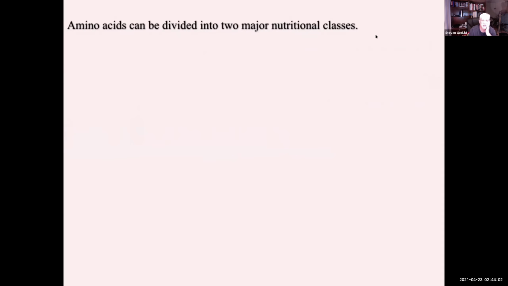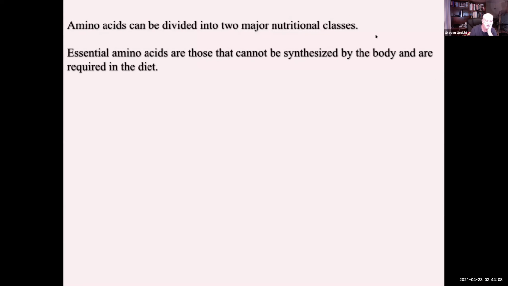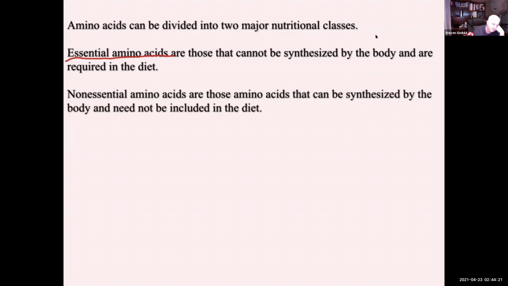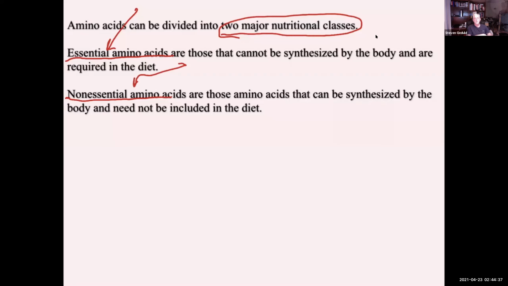So amino acids can be divided into two major nutritional classes. Essential amino acids. Remember, essential amino acids are those that cannot be synthesized in your body. You have to get them in your diet to make the required proteins. Non-essential amino acids can be synthesized by the body and do not need to be included in your diet. So there are two major nutritional classes of amino acids: essential and non-essential. Essential ones means you have to get them in your diet because we cannot make them in the body.